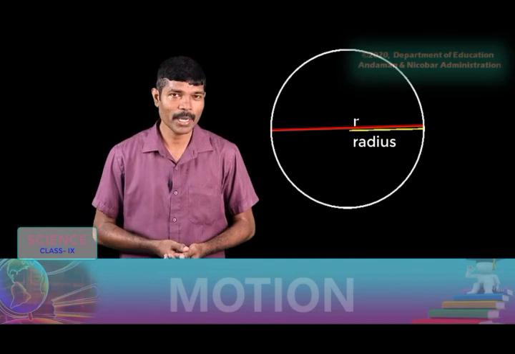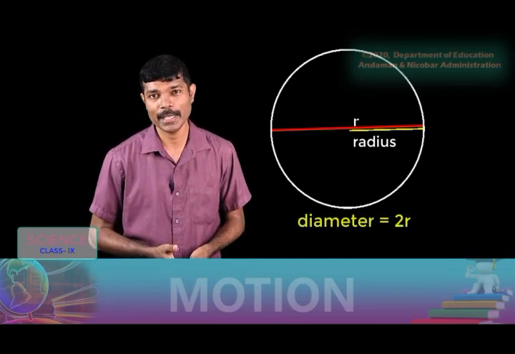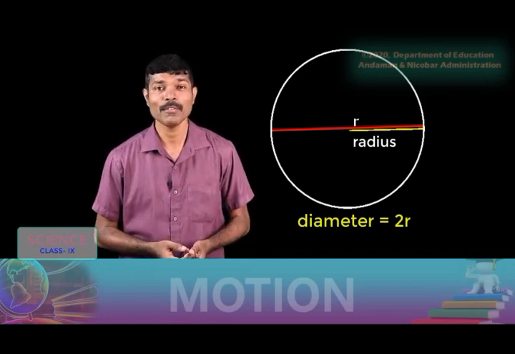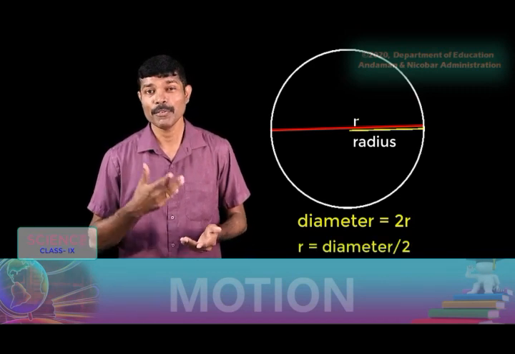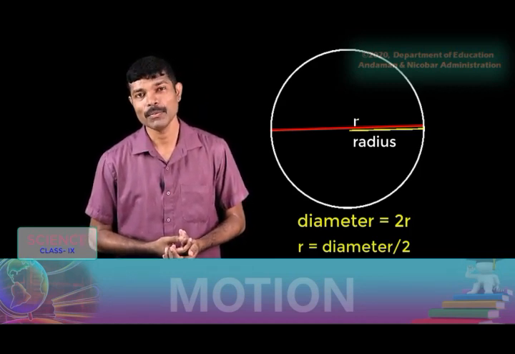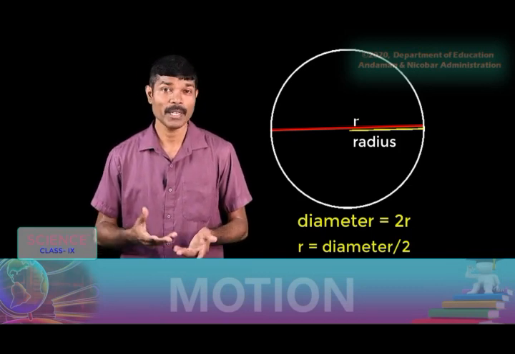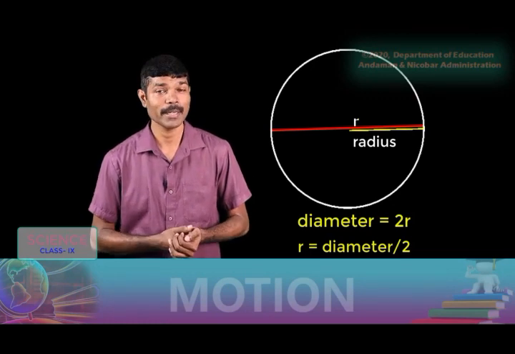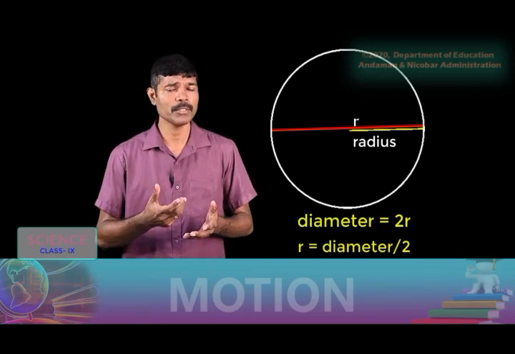Sometimes in numerical problems a diameter will be given, and in that case you have to find the radius. We know that the diameter is equal to twice the radius, so diameter equals 2 into r. If the diameter is given in the question, the radius can be found: r equals diameter by 2. By dividing the diameter by 2 we get the radius. With the value of the radius we can easily find the circumference of the circle or circular path. This way numerical problems can be solved.